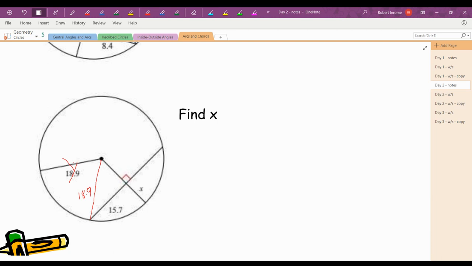Now we can do some Pythagorean theorem and find the missing side of the triangle. Now, that's not what they asked for, but that means that there's more than one step, guys. That's really all that matters. So, do Pythagorean theorem. You guys know how to do that, so I'm going to let you do that. And as a result, let's see, 18.9 squared minus 15.7 squared. It looks like we get 10.5.